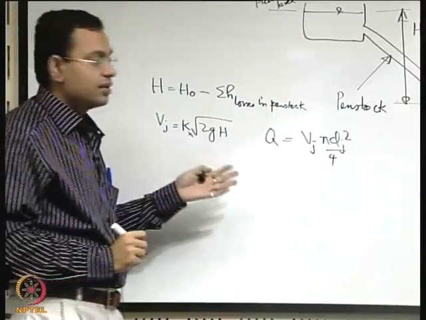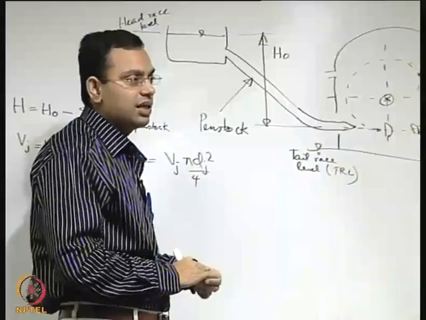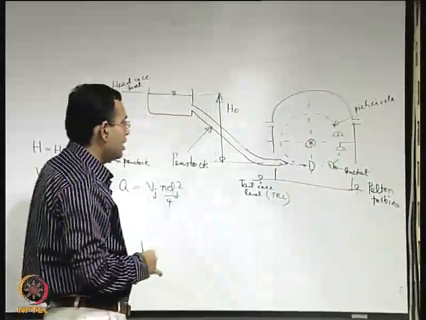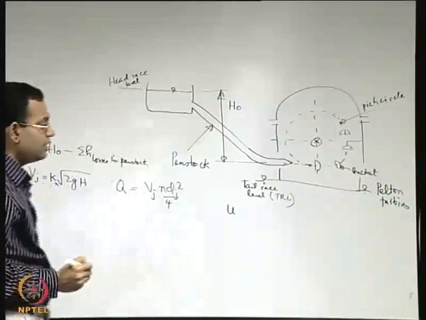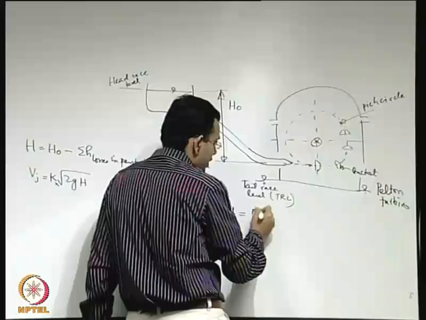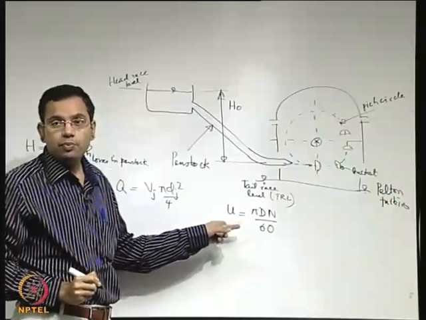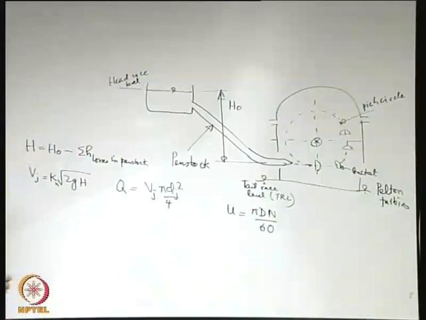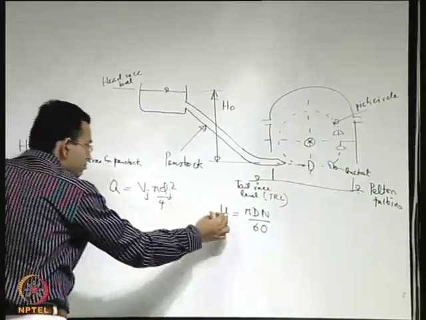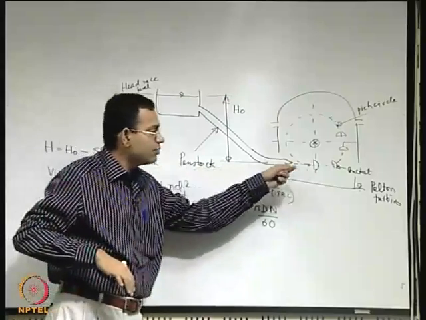Now, the next thing is when you consider the speed with which the jet is falling on the bucket, and the rotational speed with which this wheel will rotate. If you have a tangential speed u, then u is nothing but omega into r, so pi D N by 60. This is the tangential speed at the pitch circle, so that you have to understand. So, this is related to the head with a particular efficiency, because there is a relationship between an optimum value of this u and the optimum value of the V at which the fluid is falling on the bucket.